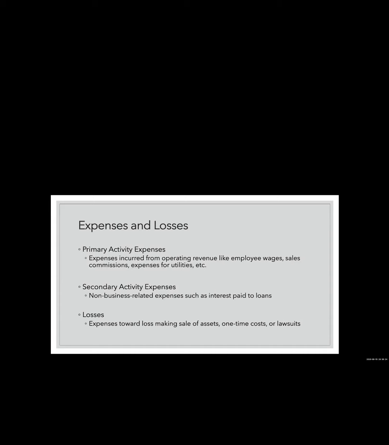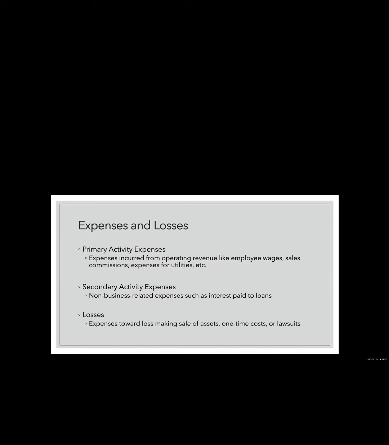Also on the income statement, you have expenses and losses. Primary activity expenses and then secondary activity expenses. Your primary activity expenses are incurred from operating revenue, like employee wages, sales commissions, expenses for utilities, etc. That's kind of self-explanatory. If you have a lot of business at your lemonade stand and you just can't handle it, you need someone to squeeze more lemons for you, then you have to pay your employee, and that is your primary activity expense.